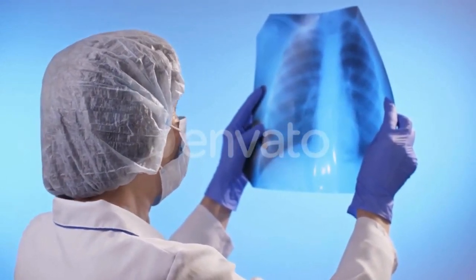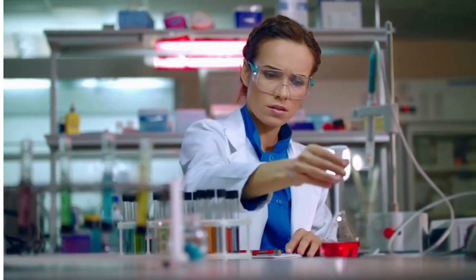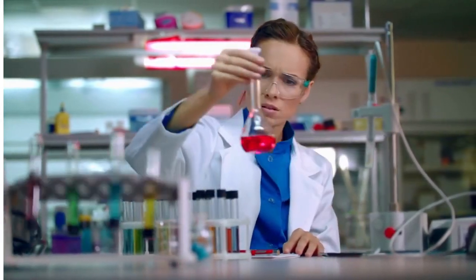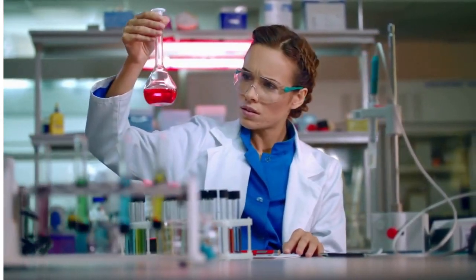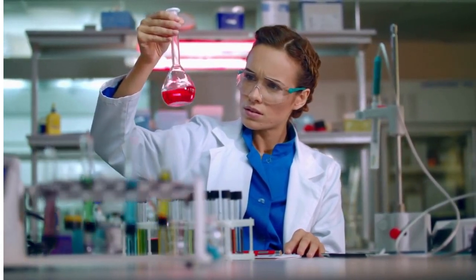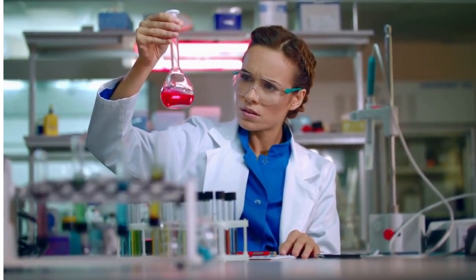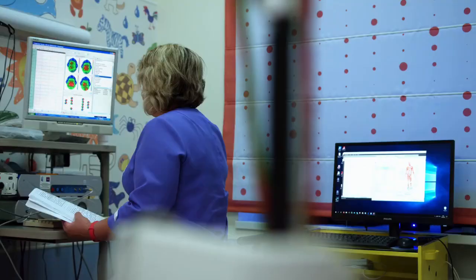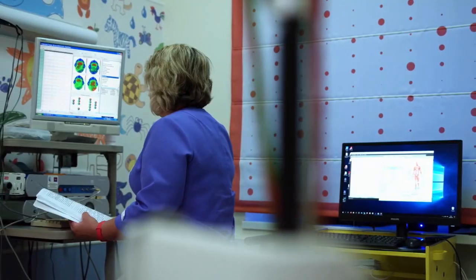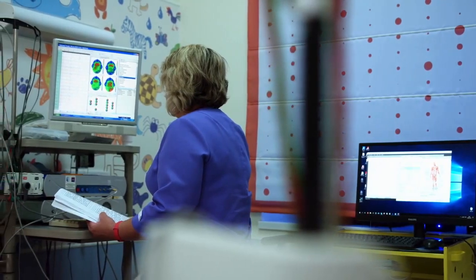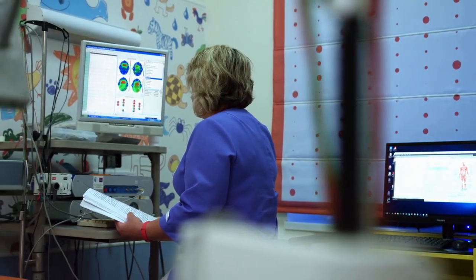Pulmonary function tests, PFTs, measure how well the lungs are working by assessing airflow, volume, and gas exchange. Spirometry, a common PFT that measures the amount and speed of air a person can inhale and exhale. Blood gas analysis, measures oxygen and carbon dioxide levels in the blood to assess lung function.